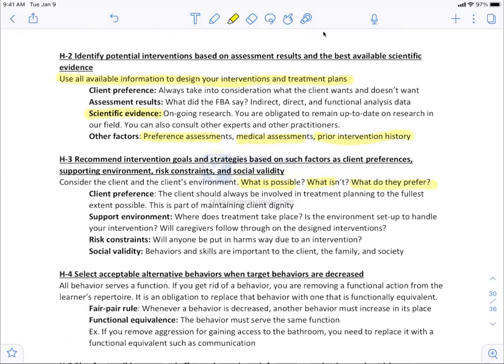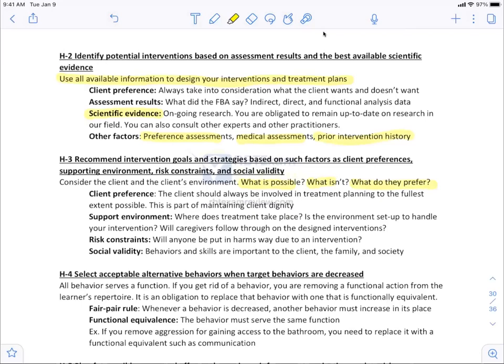We're getting into the part of the task list that most people hate. Okay. They don't like this part of the task list. It's less terminology, less applied, and more conceptual, more theoretical. Now we're actually thinking about how we're going to design our interventions. With this, when you answer your questions, you need to really start thinking like a behavior analyst. You need to consider all of these things.